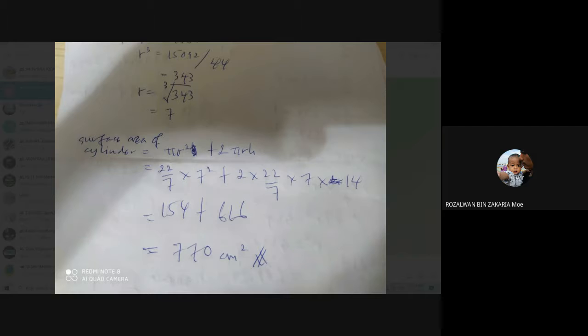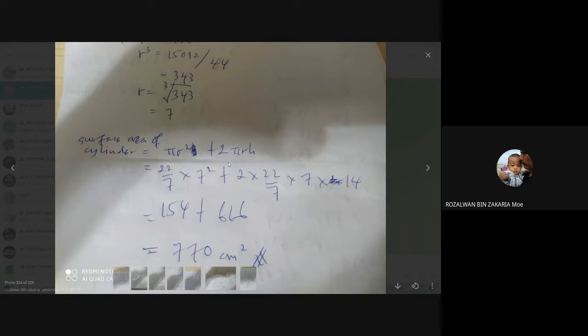But for this case, the cylinder is open. That means the top of the cylinder doesn't have a cover. So the formula here will become pi r squared. No need to put 2 here. So it is equal to pi r squared plus 2 pi r h.